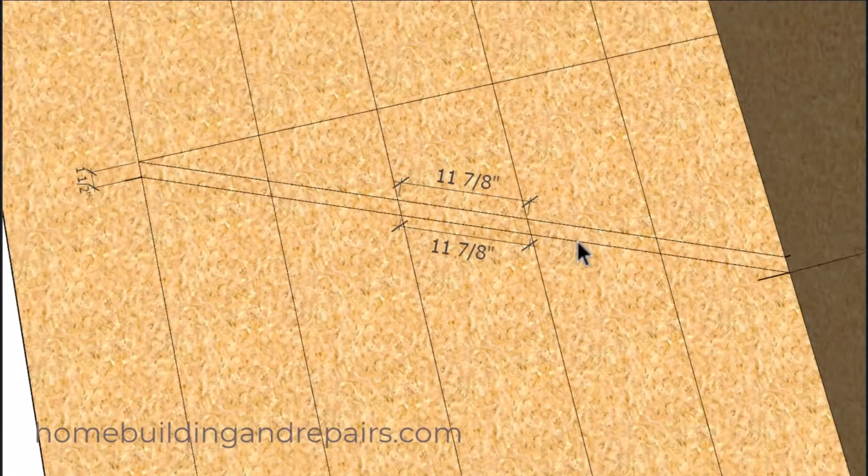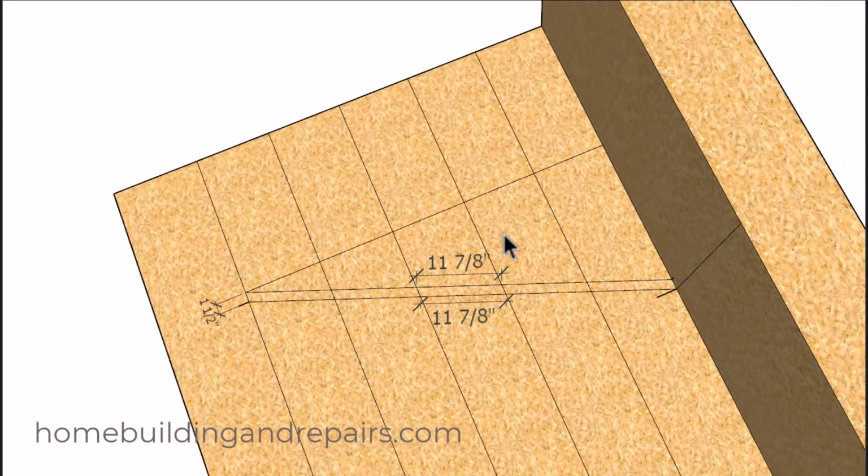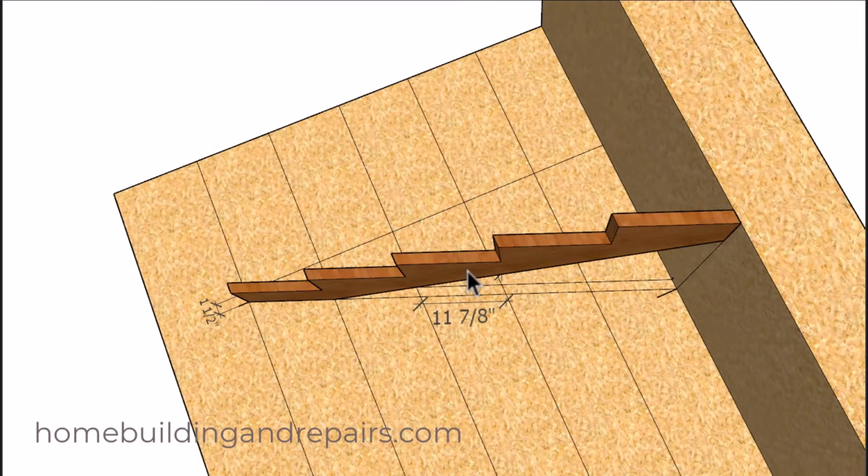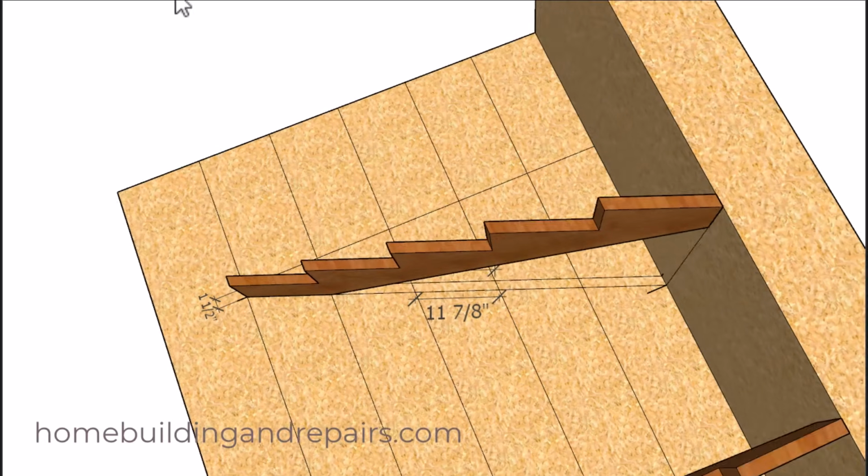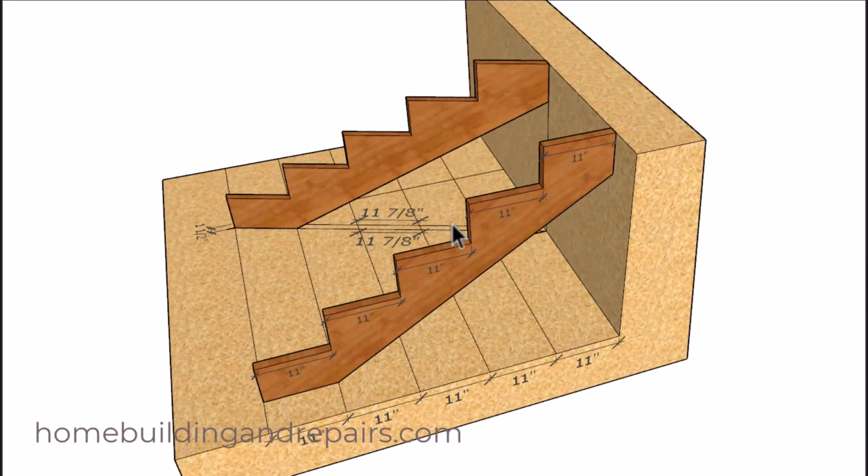Then you can transfer that measurement to your framing square and use that to lay out the stair stringers. And I would recommend laying out the stair stringer on the side that you can use the circular saw or whatever saw you're going to be using to make the cut. So hopefully that makes sense and will not be too difficult.